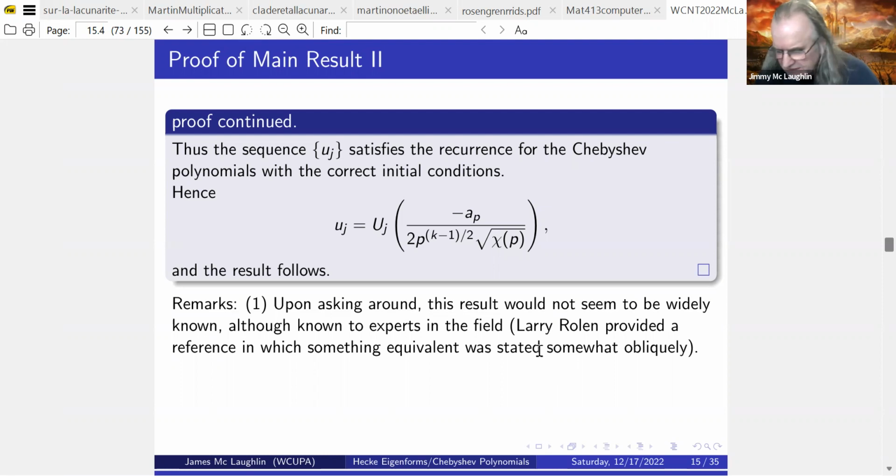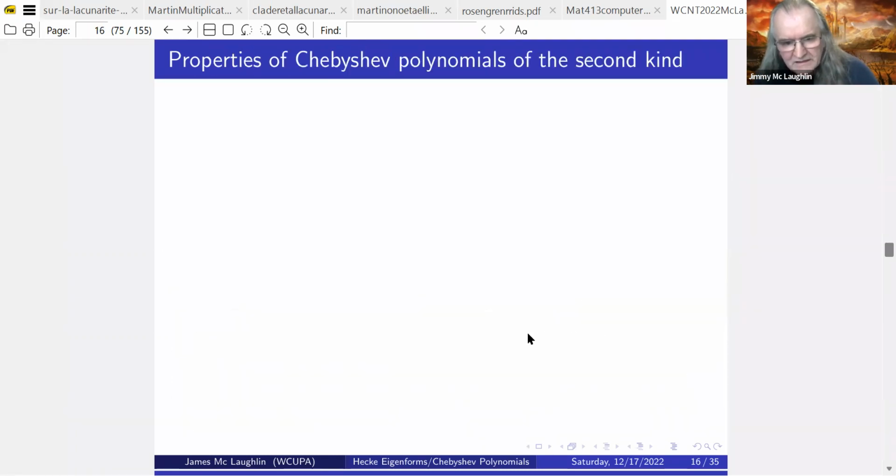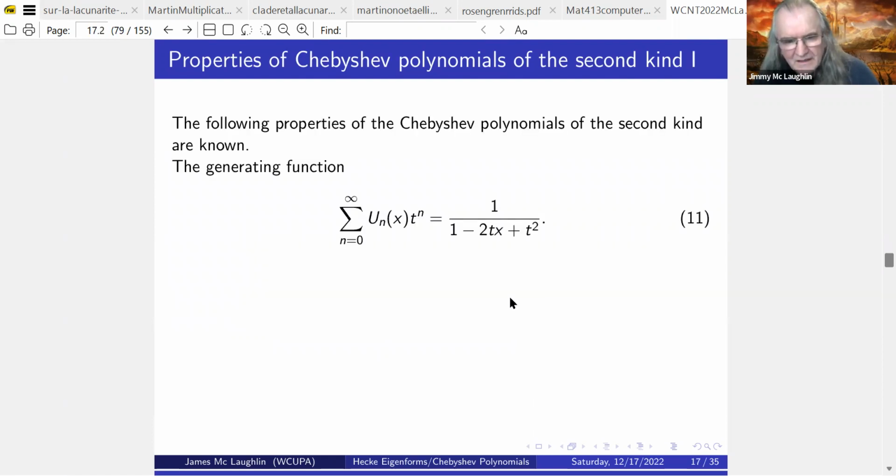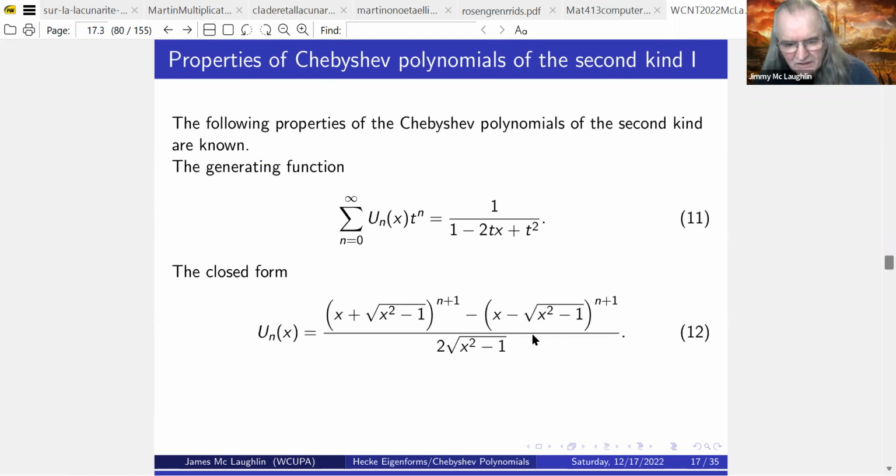Now, the thing is that you can use all the identities you have for Chebyshev polynomials of the second kind to get results about these coefficients in these Hecke eigenforms. All right, so let's briefly scroll through some of these properties of the Chebyshev polynomials of the second kind. The generating function, these are all well known.